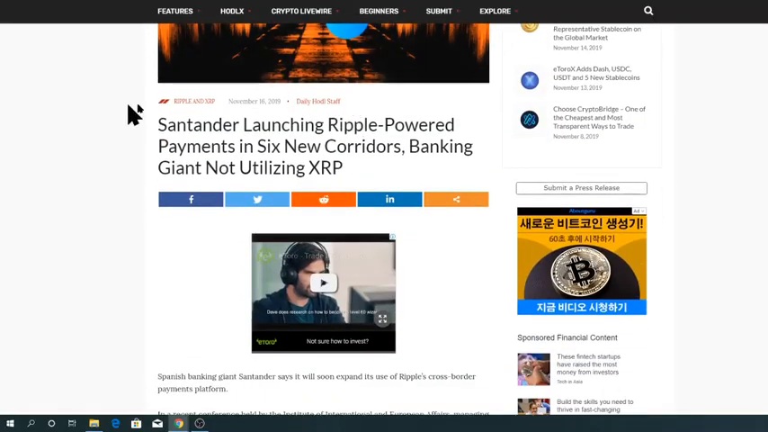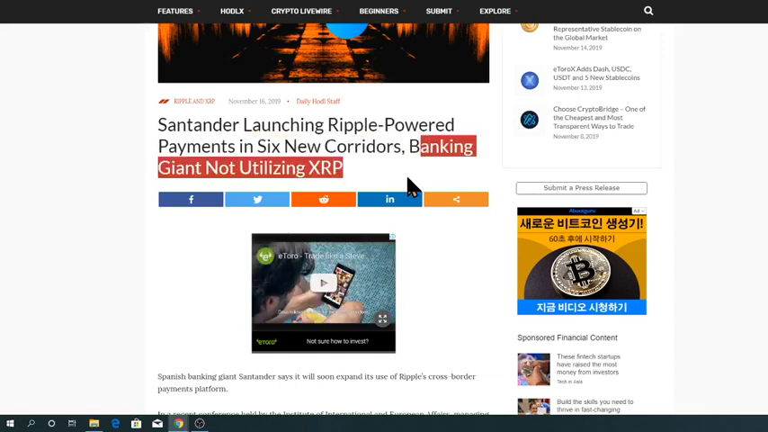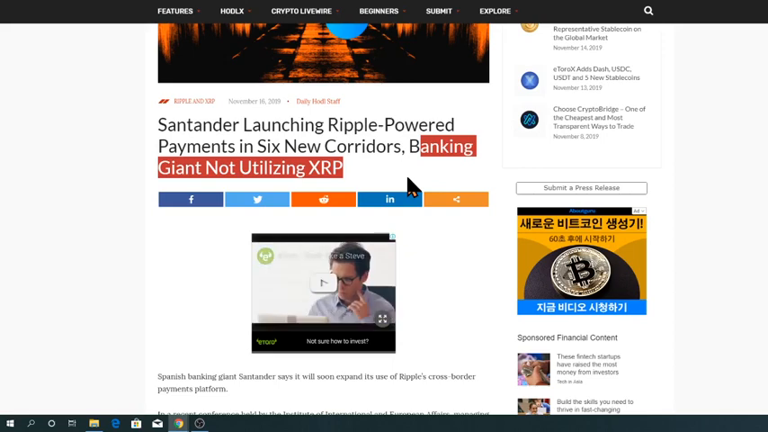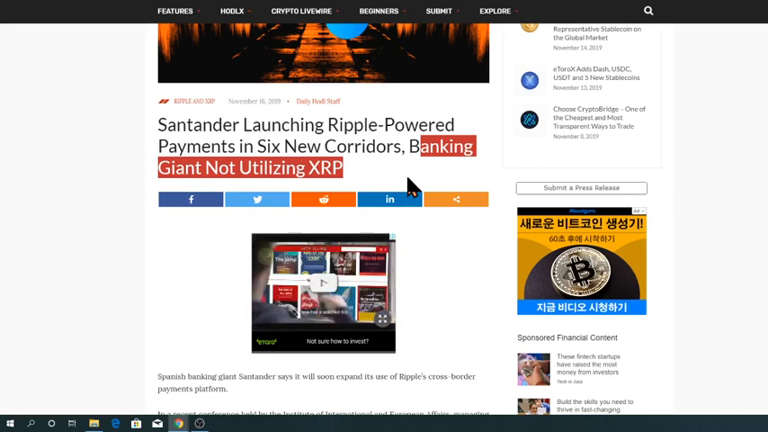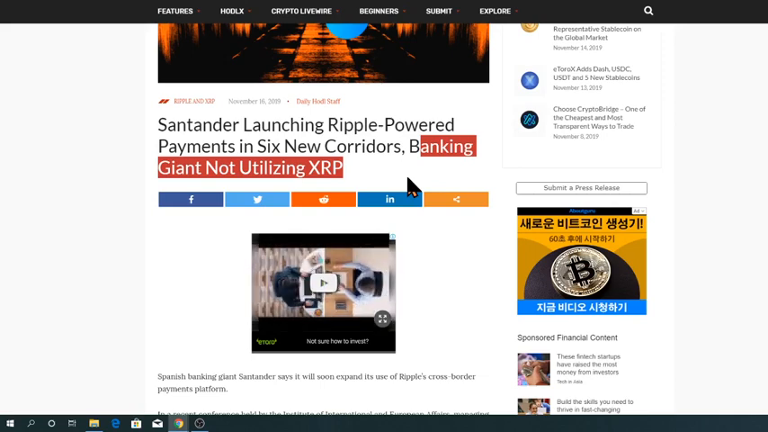Now, this one is like, yesterday we talked about new corridors, so we were happy. Now the banking giant is saying that they're not utilizing XRP. Of course, it's not like they opened a corridor and the next day they will be using XRP, right? They will open first the corridor, they will do their transactions using, say, the existing fiat currencies. Once they see that, yeah, there is enough liquidity and there is enough requirement, they will jump into the wagon. They don't have any other option.